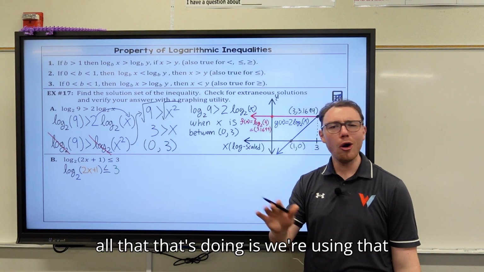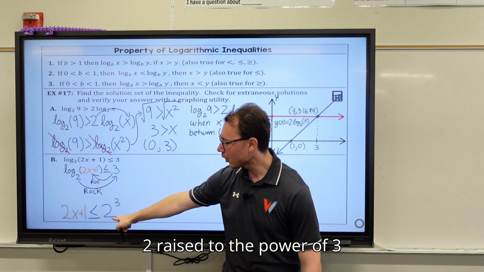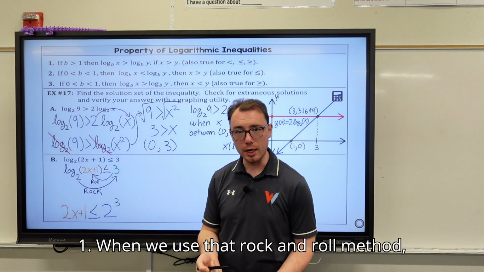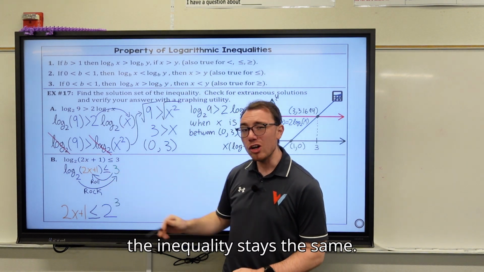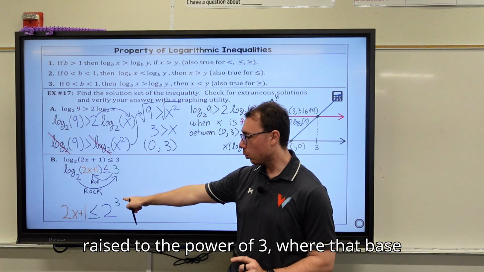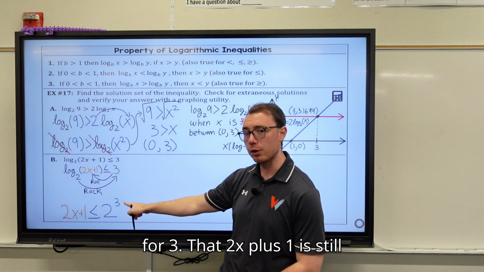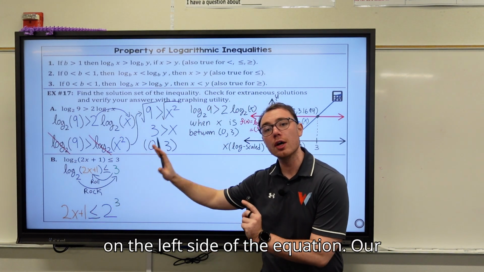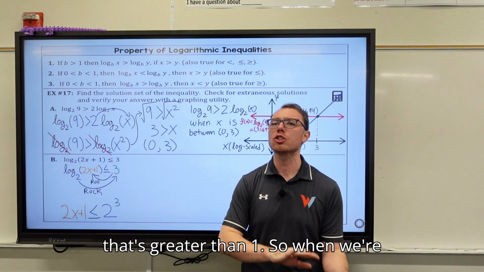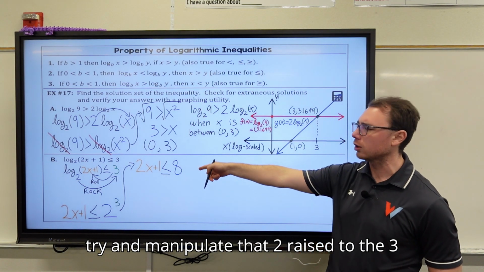But really, all that's doing is we're using that rock and roll method to get 2 raised to the power of 3 is greater than or equal to 2x plus 1. When we use that rock and roll method, the inequality stays the same. It's still less than or equal to 2 raised to the power of 3, where that base of 2 is now the base of the exponent for 3. That 2x plus 1 is still on the left side of the equation. Our base of 2 is still some positive number that's greater than 1. So when we're solving this out here, we just need to manipulate that 2 raised to the 3 is now equal to 8.